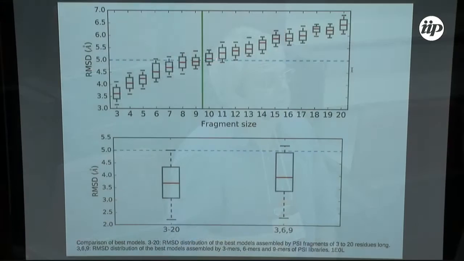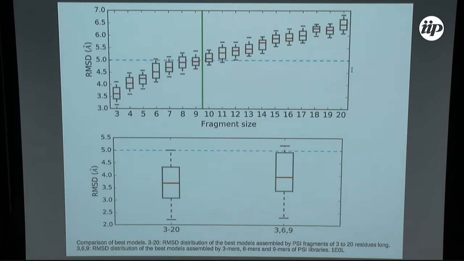from 3 to 20, because Quark and Rosetta now are using this type of strategy. And we show that when you use longer fragments, with length bigger than 9, the prediction of the model becomes worse. And we also show that if you use a mixed library from 3 to 20, or a mixed library with only 3, 6, and 9, you have almost the same results, showing that 3, 6, and 9 are the best choice to make a protein structure prediction with fragment libraries.